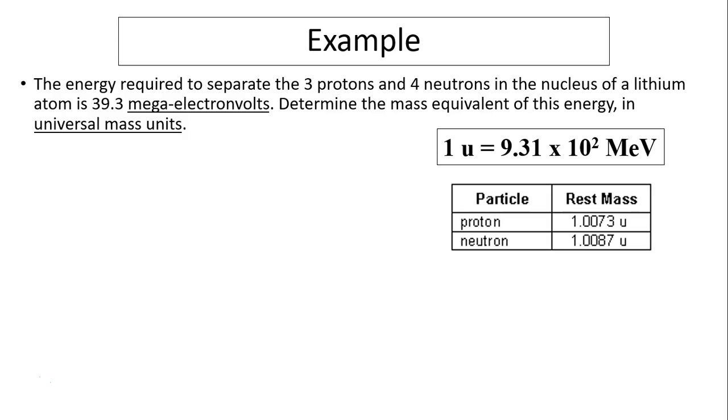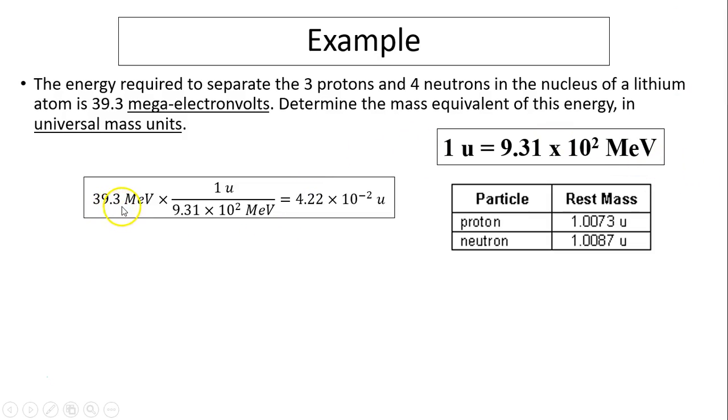Now, the energy required to separate 3 protons and 4 neutrons in the nucleus of a lithium atom is 39.3 mega electron volts. How do we convert this back into universal mass? So again, this is mega electron volts to U. We use 1U equals 9.31 times 10 to the 2 mega electron volts. So when you go backwards, you divide. So it's 39.3 divided by 9.31 times 10 to the 2. You have 4.22 times 10 to the negative 2 U.